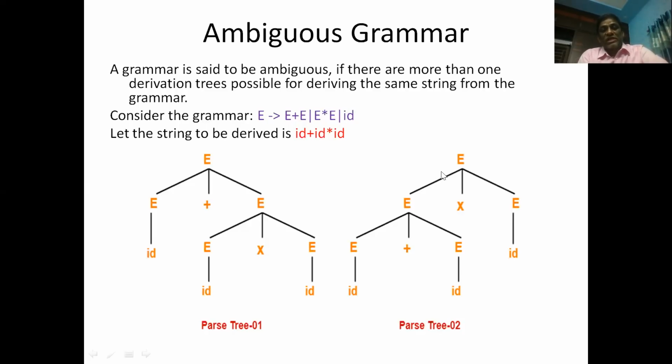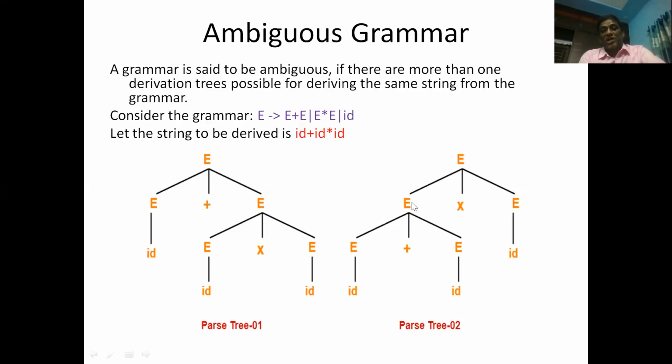Okay, so let us understand this with an example. Suppose I want to produce id plus id star id with the help of this grammar. So I'll begin with E implies E plus E here, and then this E is replaced by ID, this is replaced by ID, and finally this is replaced by ID. This is one possible way of deriving ID plus ID star ID.